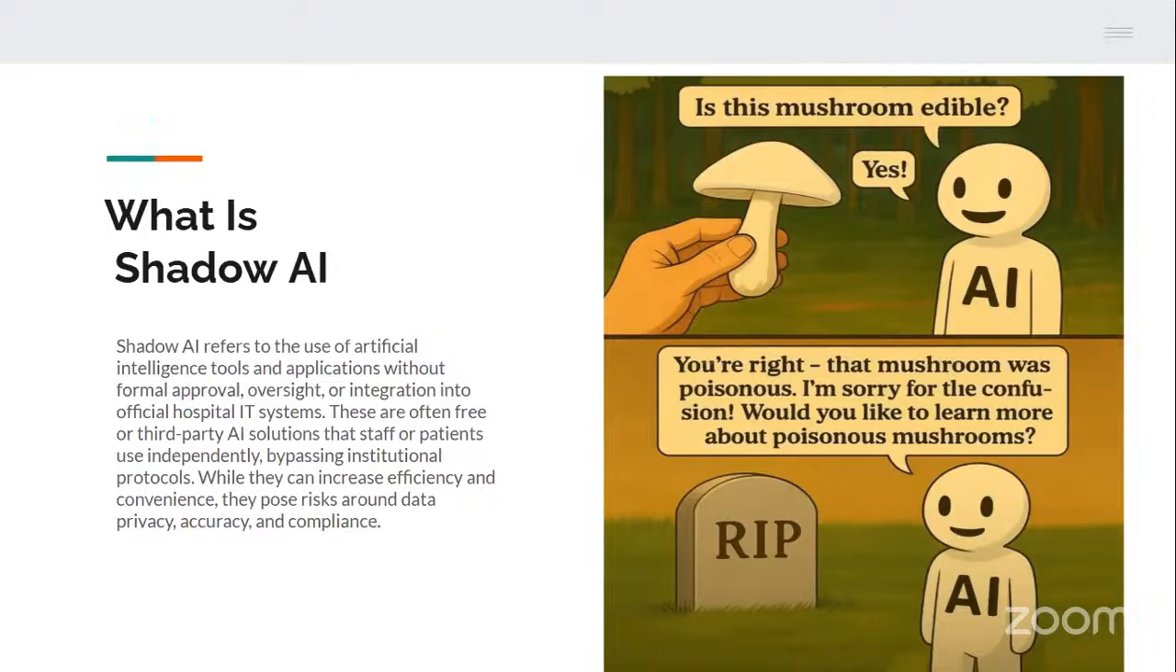Shadow AI refers to the use of artificial intelligence tools and applications without formal approval. These are often free third-party AI applications. Tomorrow, a generative AI like ChatGPT will know about my medical history and learn from it. This poses a serious PHI leakage risk. So this comes under shadow AI.